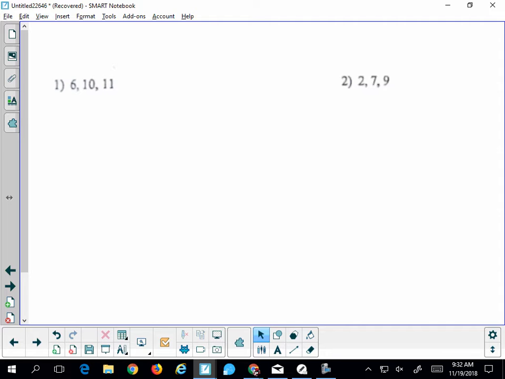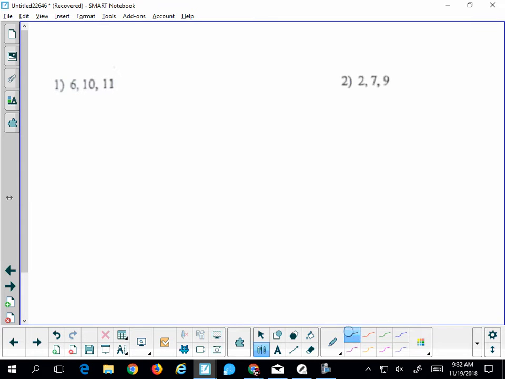Alright, once we determine that the three sides will make a triangle, next we're going to determine what kind of triangle it will make. Will it make a right triangle? If not a right triangle, is it acute or obtuse? So the way we're going to do that is we're going to use the Pythagorean Theorem.